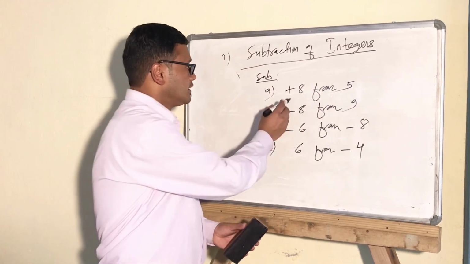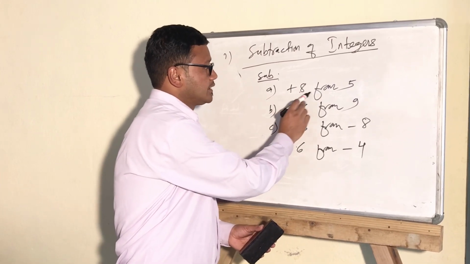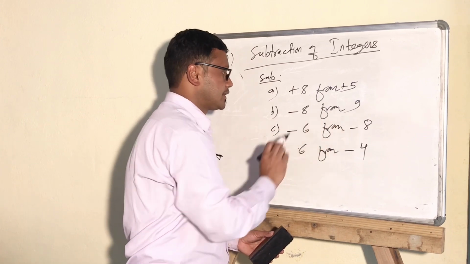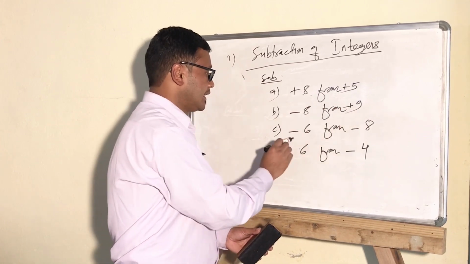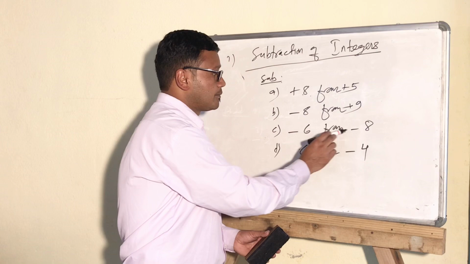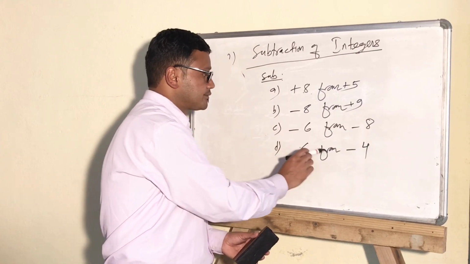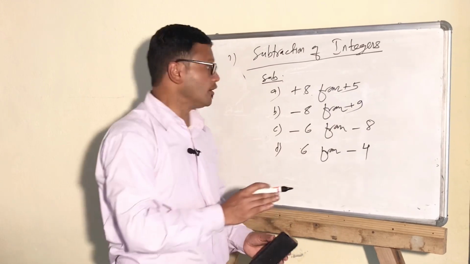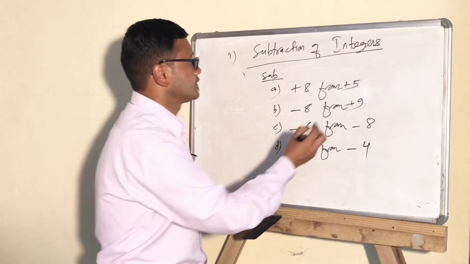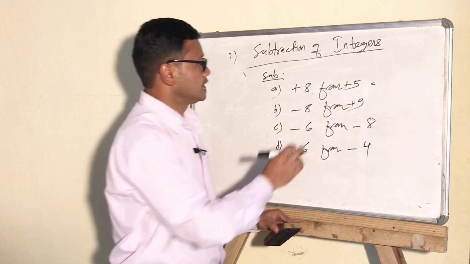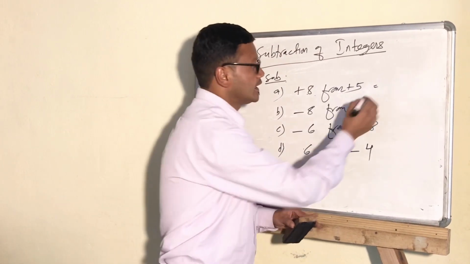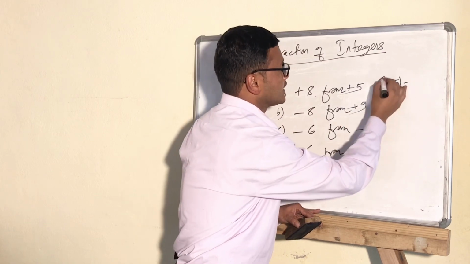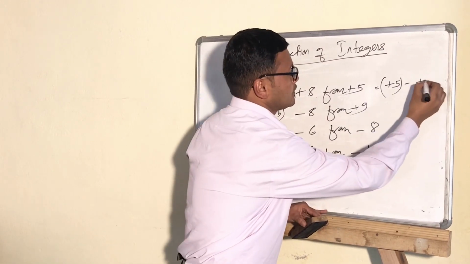Now, A: subtract plus 8 from plus 5. B: subtract minus 8 from 9, only plus 9 we can write. C: subtract minus 6 from minus 8, and D: subtract 6 from minus 4. I gave you different numbers. Now we have to solve the first, that is 8 from plus 5. First write plus 5, then minus, then again plus 8.